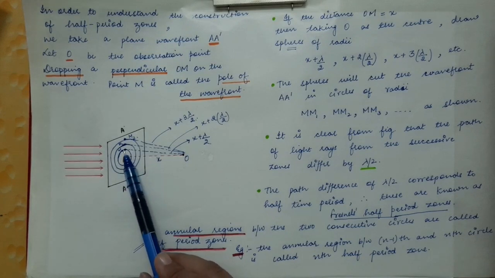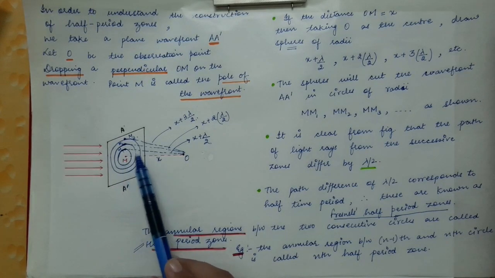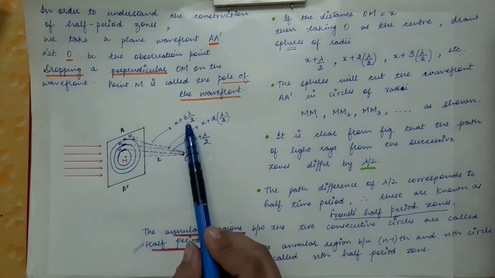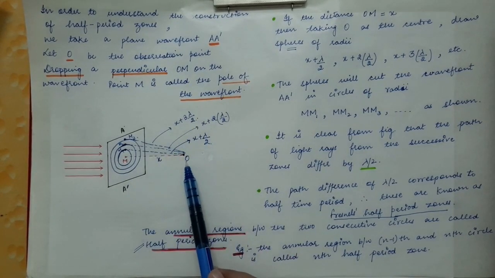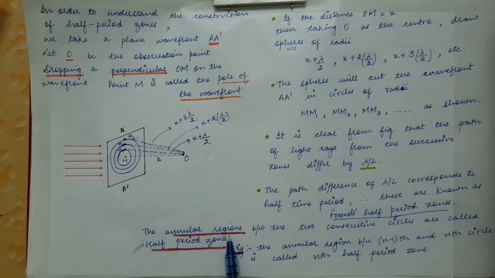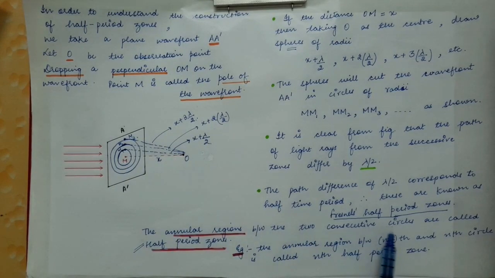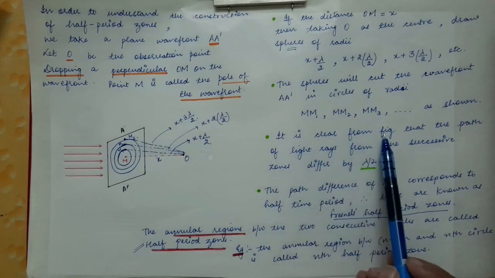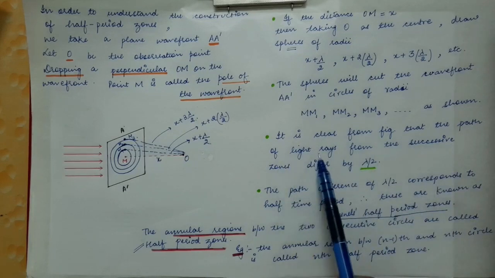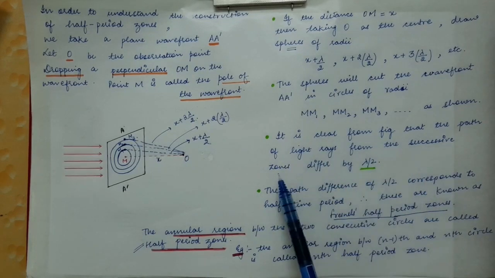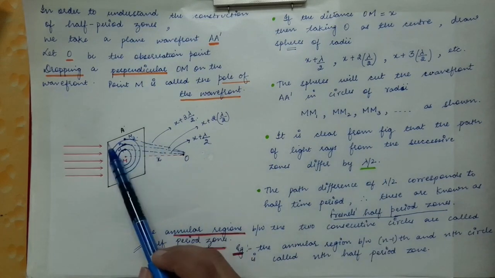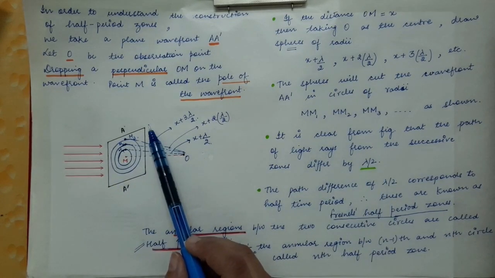We draw these circles at distances of x plus lambda by 2, x plus 2 lambda by 2, x plus 3 lambda by 2 from the observation point. The annular regions drawn between two consecutive circles are called half period zones. Now it is clear from the figure that the paths of the light rays from successive zones differ by lambda by 2.